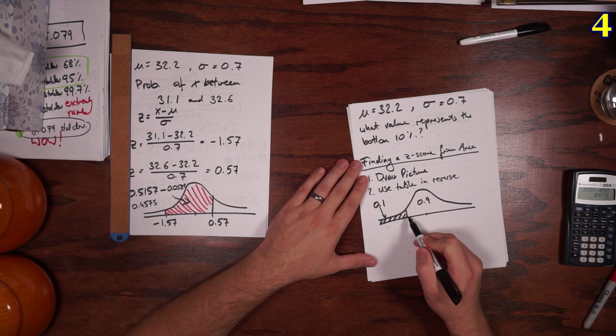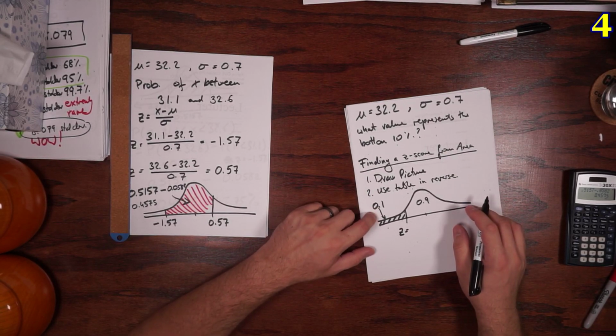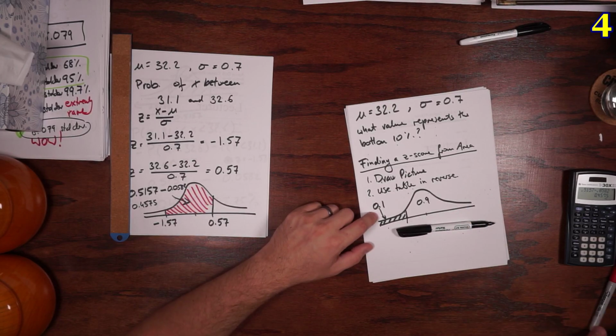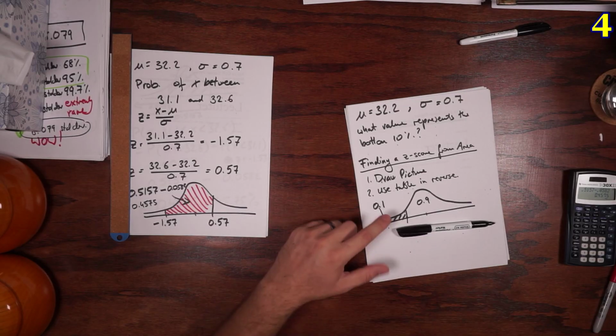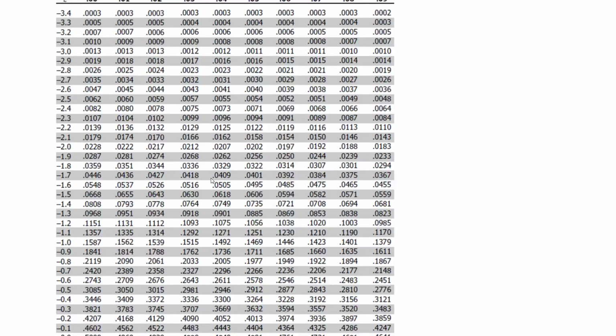Okay, so what is this z-score right here representing? To find it, we have to go back to our table, and inside of the meaty part of the table we're going to be looking for 0.1. We also have to be careful. We find 0.1 right there.